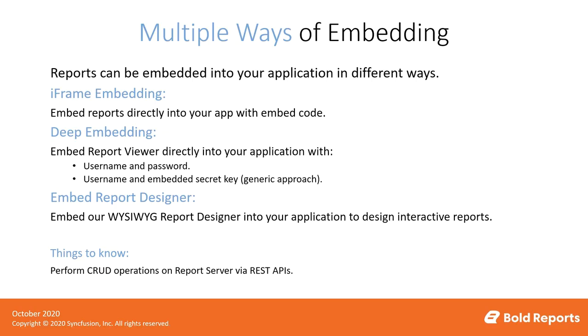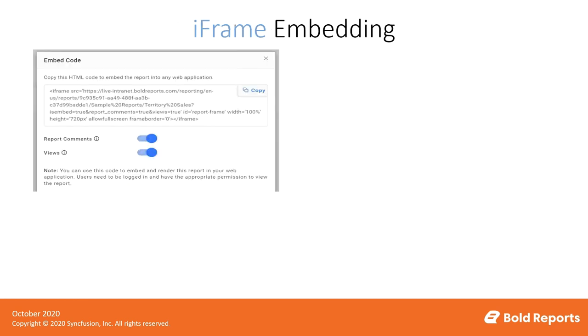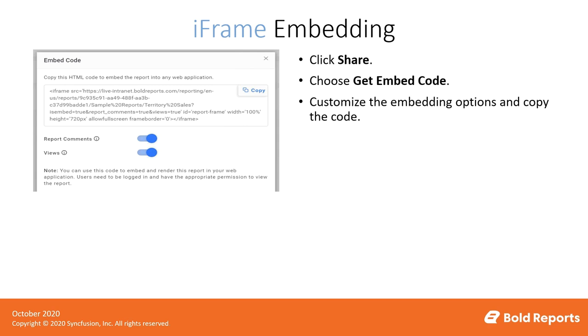Let me explain how the iframe embedding can be achieved using a selected report. First of all, you have to log into the application you wish to share the report from, either a cloud tenant or an on-premise tenant, and navigate to the report and click on share. And after that, click on get embed code, and inside the embed code, you can customize the embedding options, such as report commands and views, which can be enabled or disabled in the embedded report. And after that, you just copy the code and paste it directly into the application and run the application.